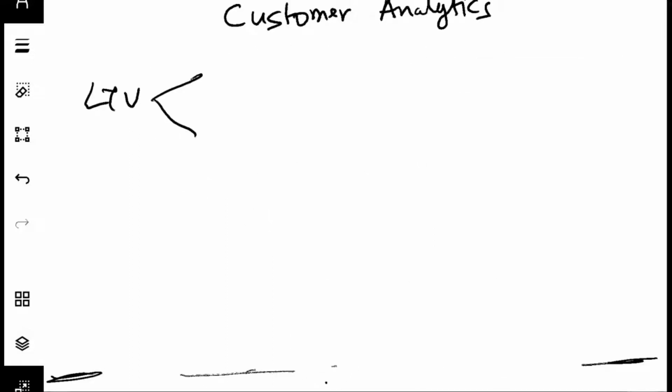Broadly speaking, there are two ways of looking at LTV. One is done at cohort level. The other one is done at individual level.